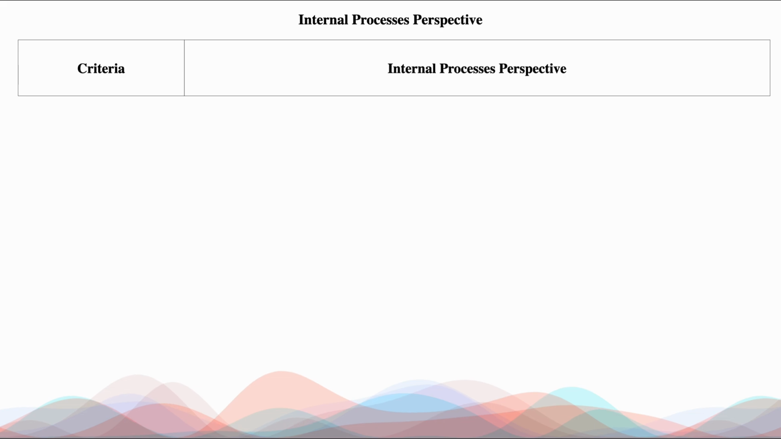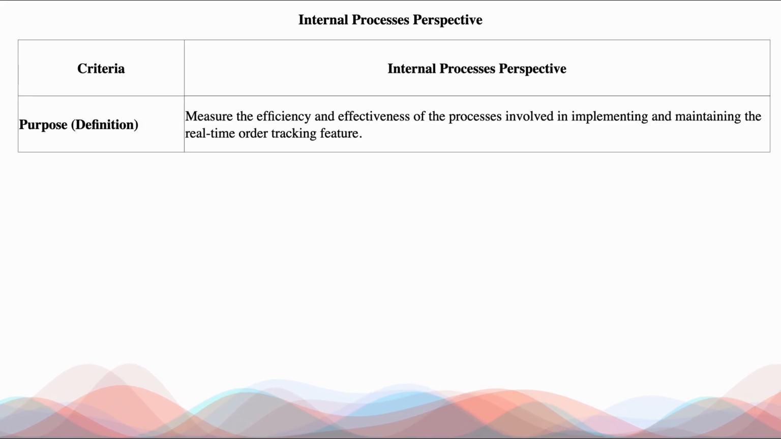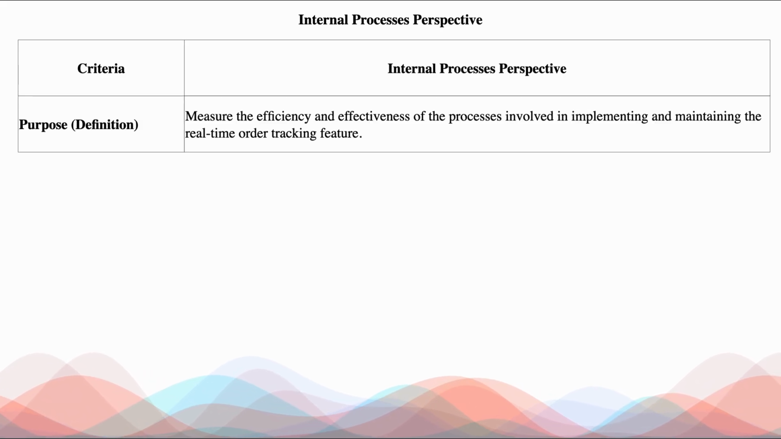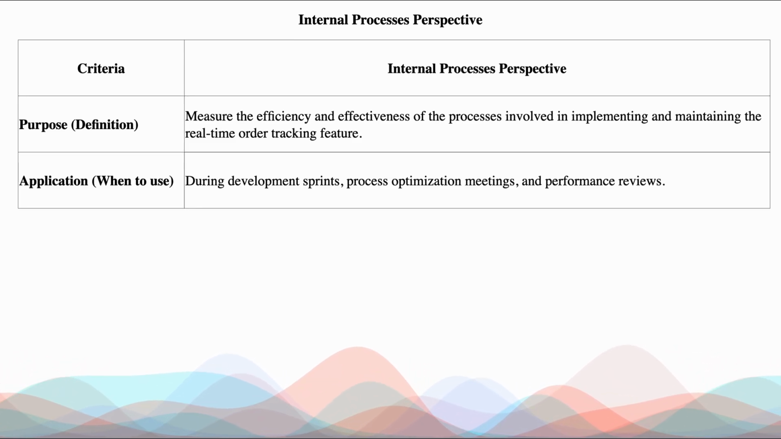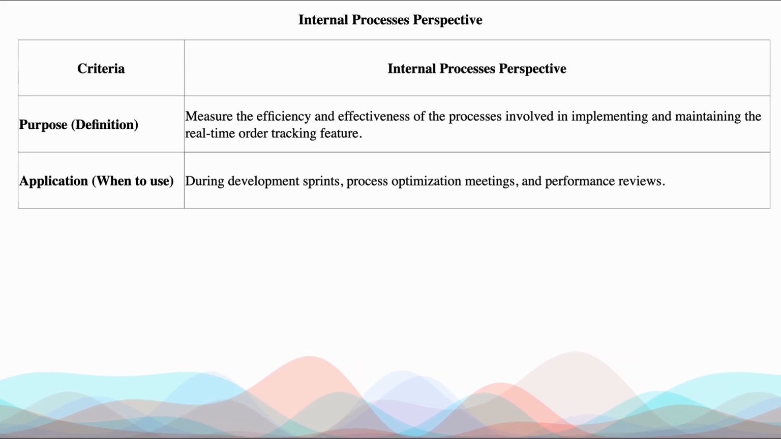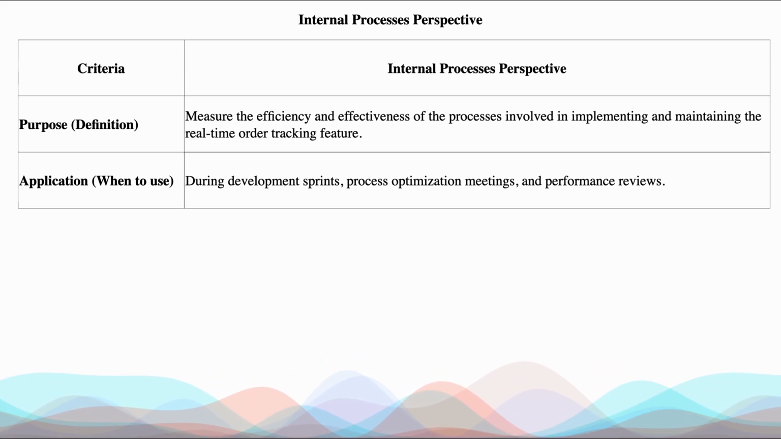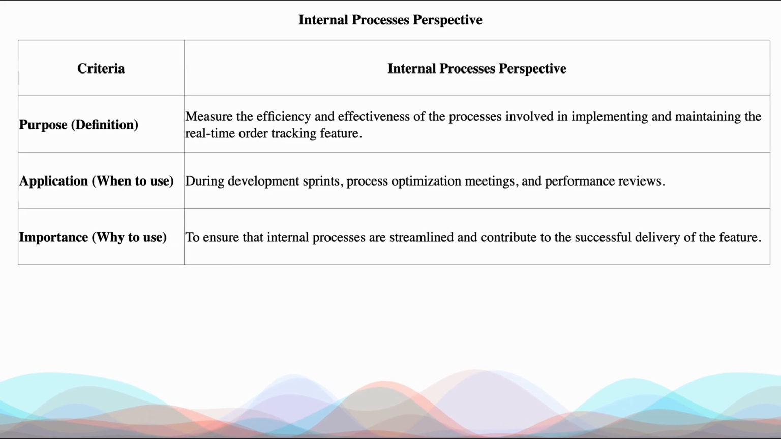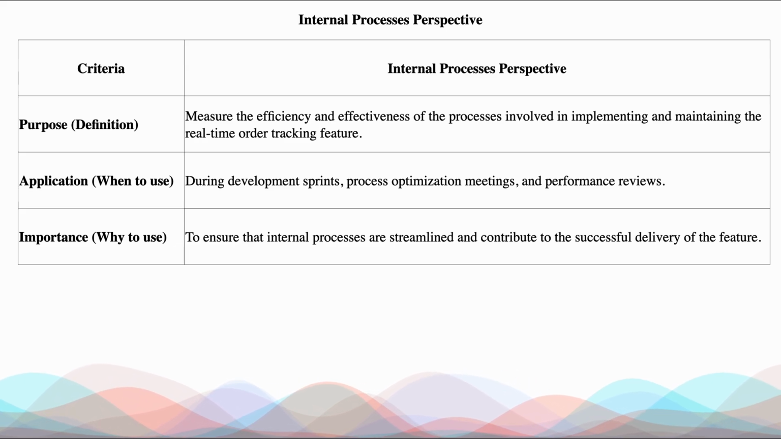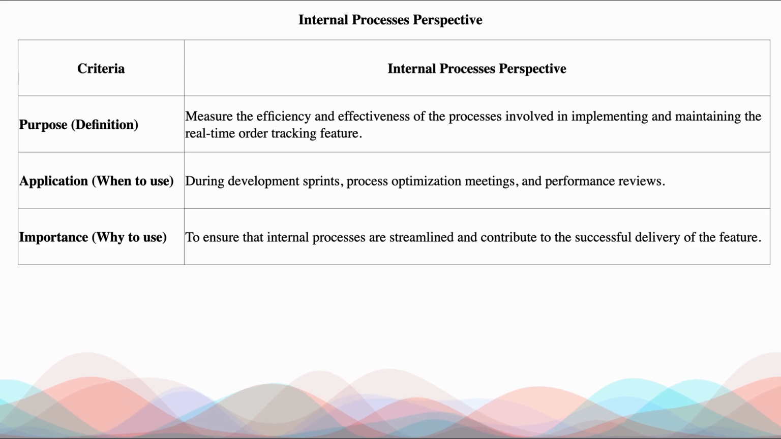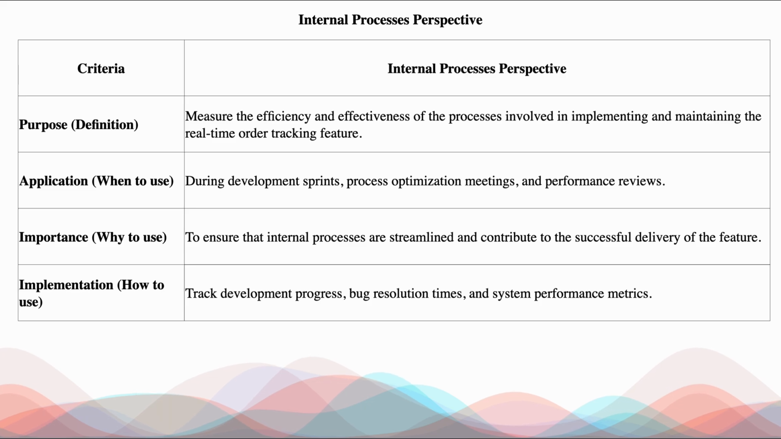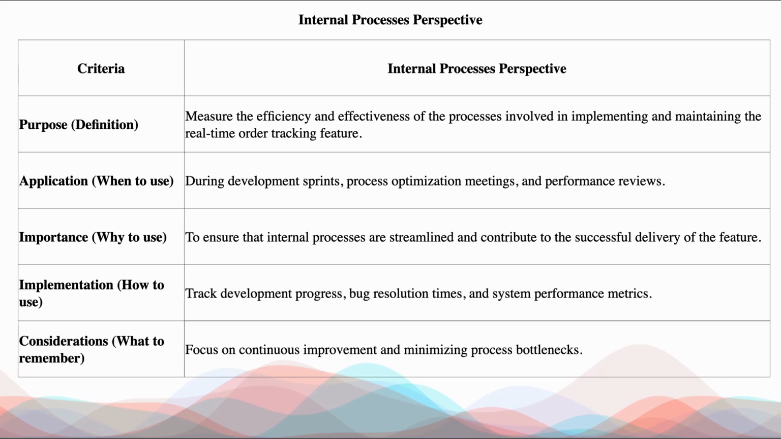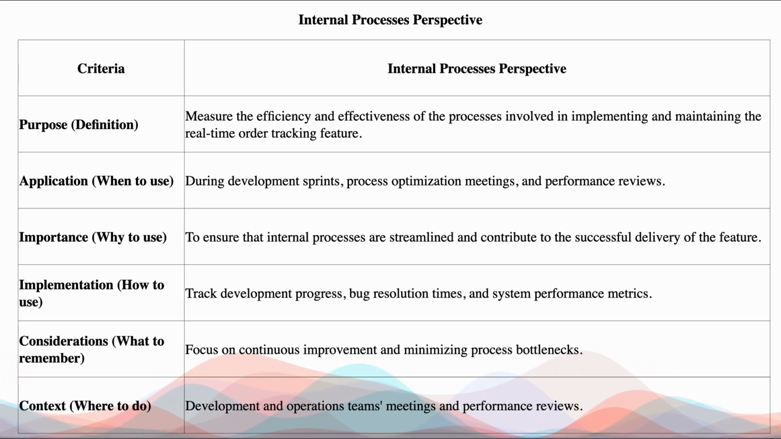Next is the internal process perspective. What exactly is it? It measures the efficiency and effectiveness of the processes involved in implementing and maintaining the real-time order tracking feature. When to use it? During development sprints, process optimization meetings, and performance reviews, we use this internal process perspective. Ensure that internal processes are streamlined and contribute to successful delivery of the feature. Track the development process, bug resolution time, and system performance metrics. What to remember? Focus on continuous improvement and minimize process bottlenecks.